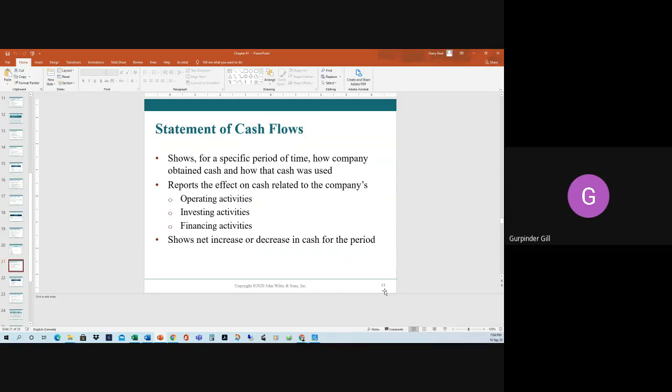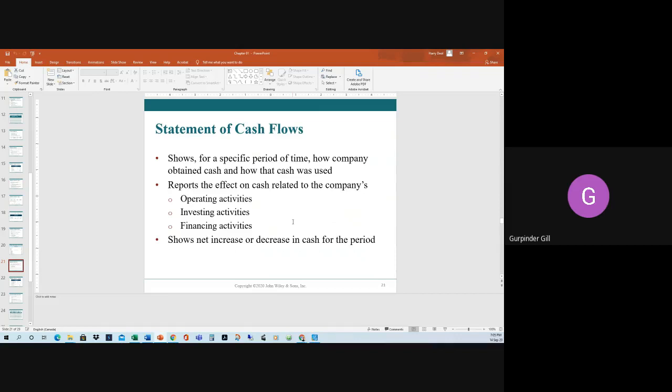Statement of cash flow, we are going to discuss in chapter 13, but at this point we just want you to know that there is a separate statement that talks only about cash movement, cash coming in and cash going out. It does not talk about anything other than cash. We look at the inflows and outflows, and then separate them into three main types of activities: operating, investing, and financing.